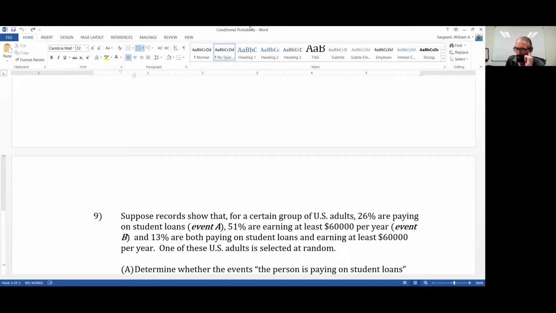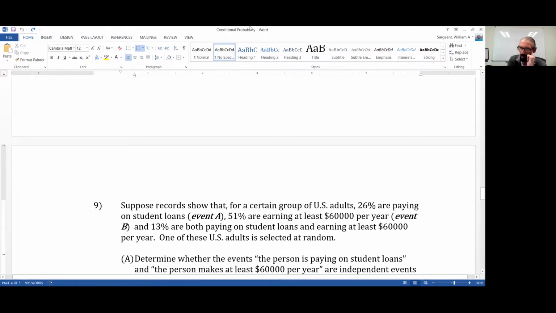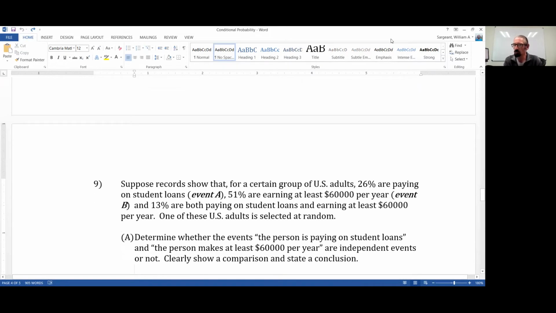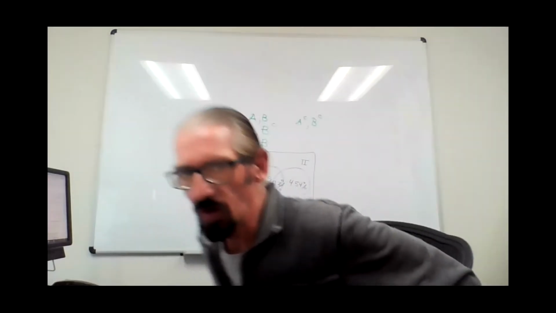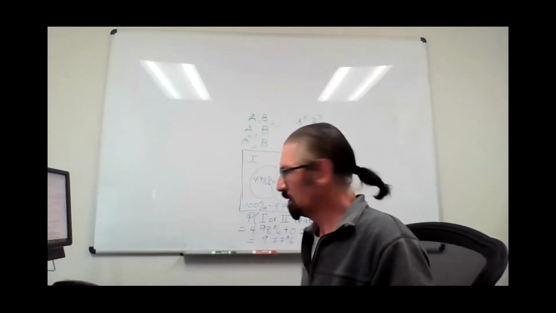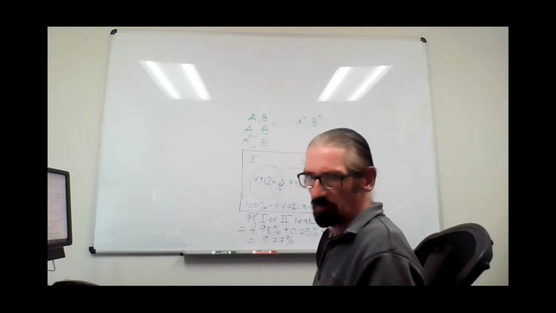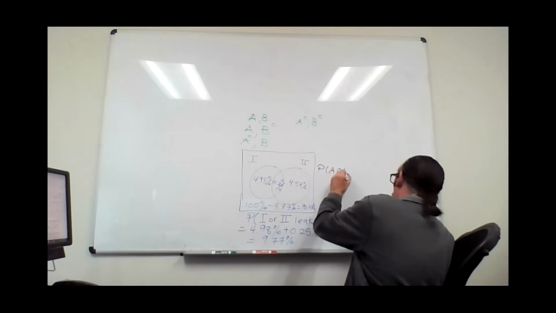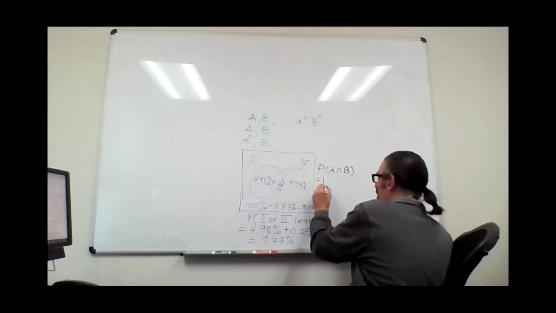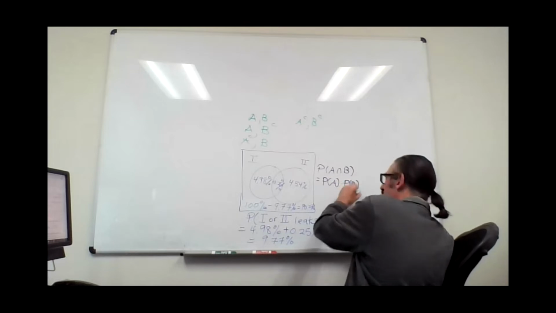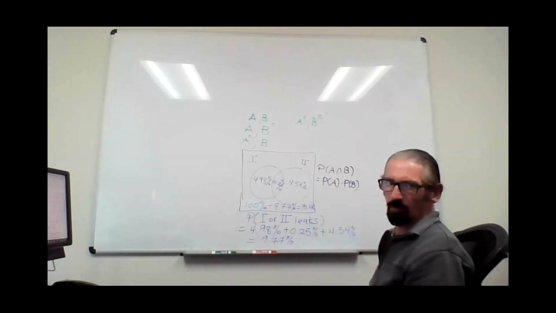Select one of these U.S. adults at random, and we want to see if these are independent events. So, first off, if they are independent, we need that the probability of the intersection would be the product of the individual probabilities.